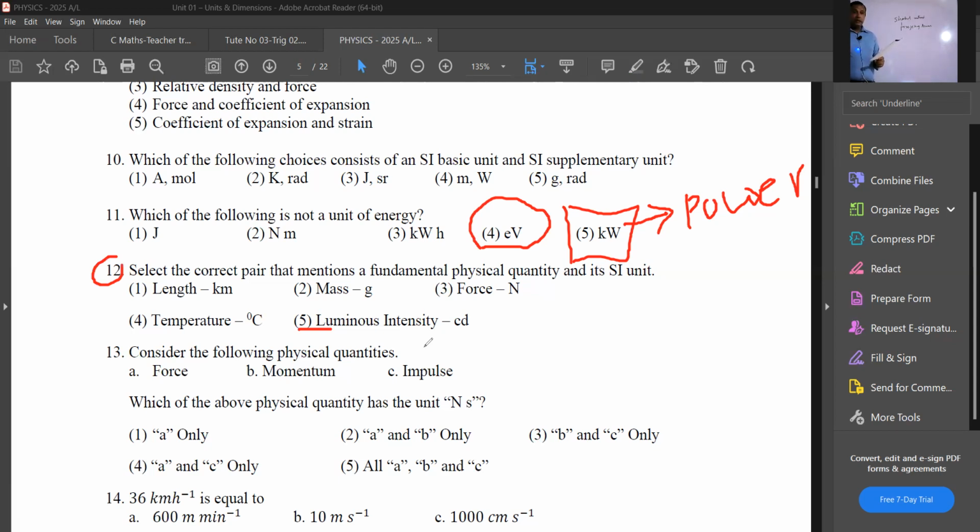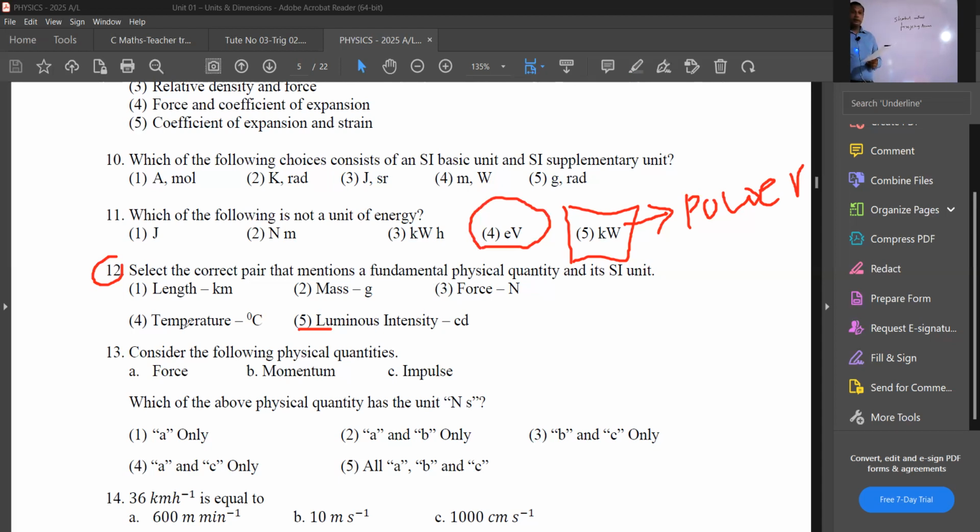Okay. The SI unit of length is meter, not kilometer. The SI unit of mass is kilogram, not gram. The SI unit of force is correct, but it is not a fundamental physical quantity. Force is not fundamental. That is a derived physical quantity. So this is not correct.